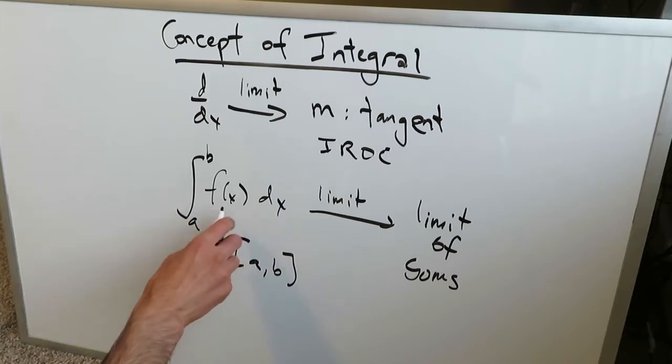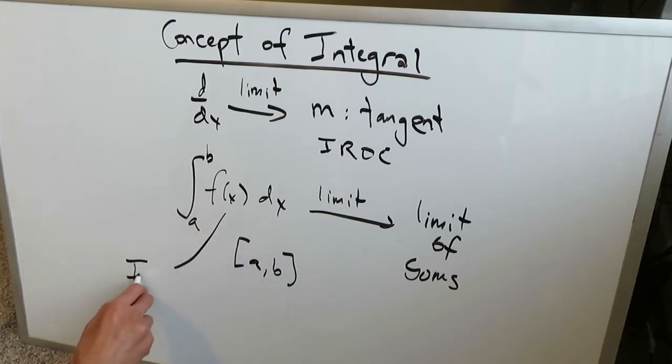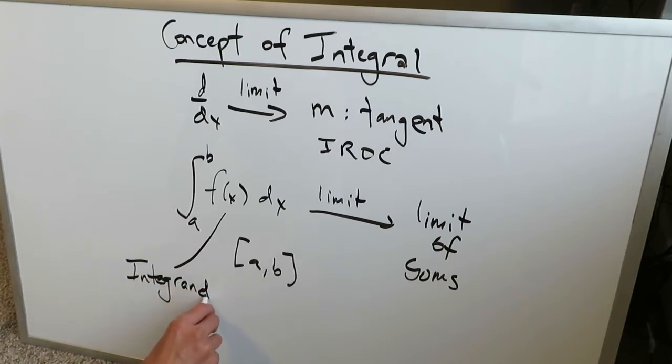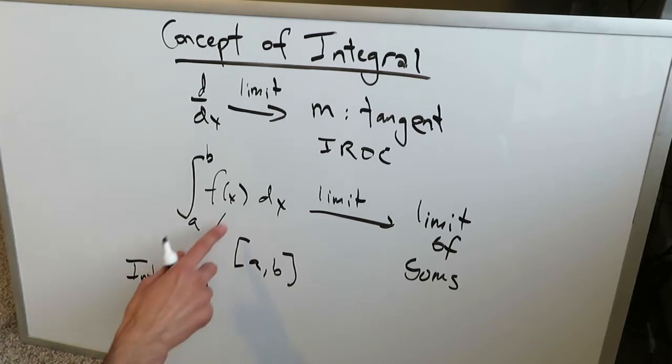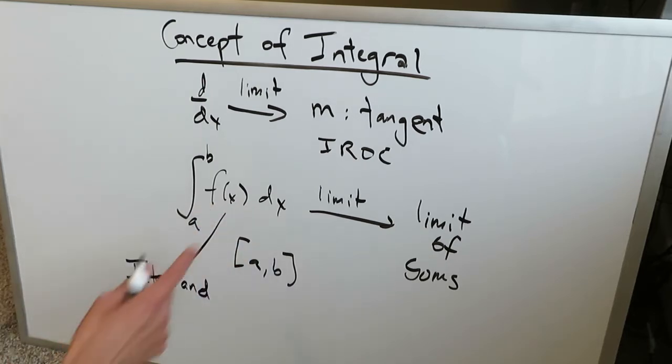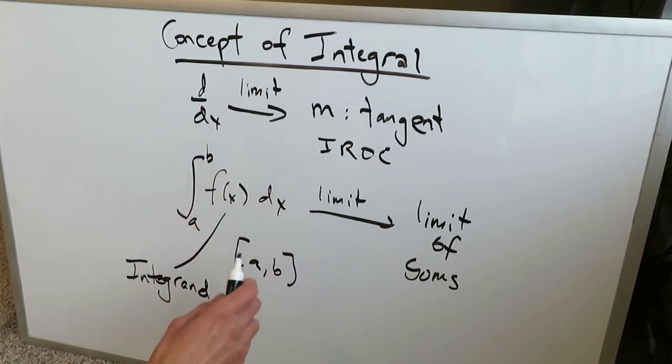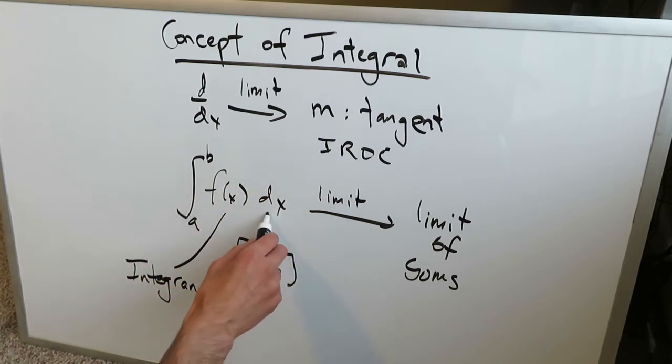And then the f of x, which is really a function, is also called an integrand. Integrand, I-N-T-E-G-R-A-N-D. It's the basic main part of your integral. This right here is entirely called an integral, an integral function or integral equation.